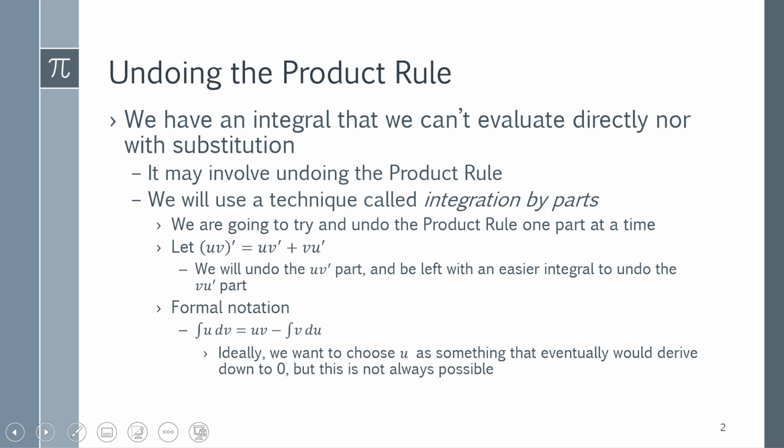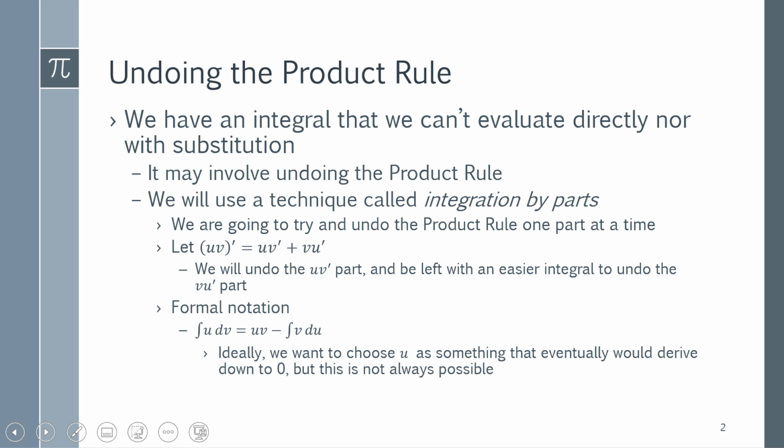So the idea of this is remembering that when we do the product rule, I have first times second, and I take the derivative of the whole thing. Well, then I'm doing first times derivative of second plus second times derivative of first. And the idea is we undo the UV prime part and then worry about the VU prime part. That's why it's called by parts: we're not undoing the entire product rule at once. We're undoing it one part at a time.